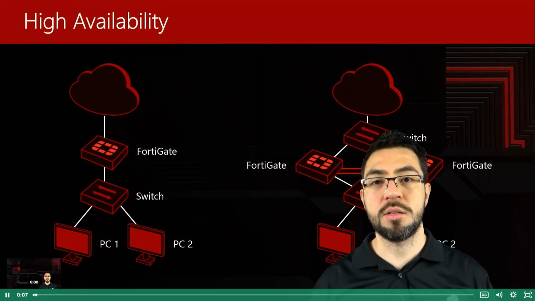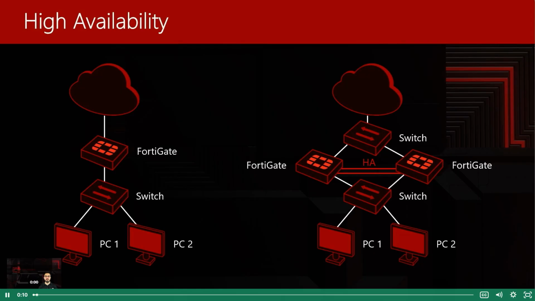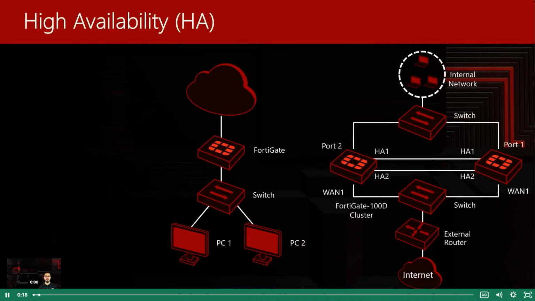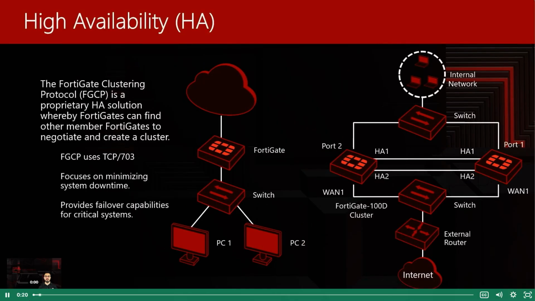In a nutshell, high availability is just additional hardware elements to eliminate a single point of failure, as we can see on the screenshot right here. The FortiGate clustering protocol is a proprietary HA solution that runs on top of TCP 703, and its main goal is to minimize downtime in the event of a failure of one of those firewalls.